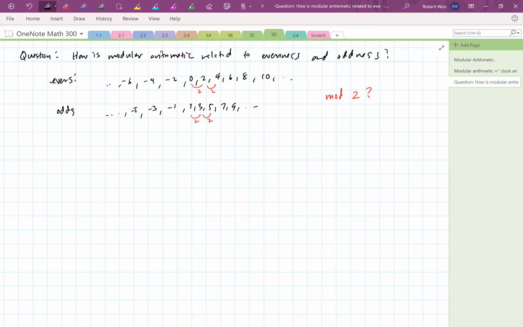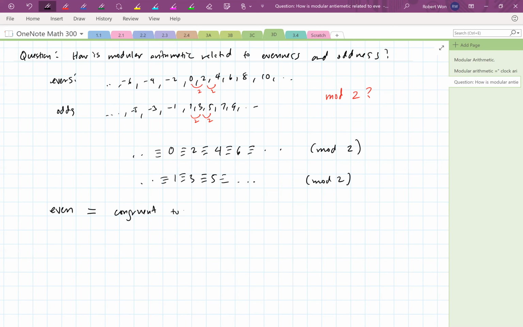This suggests that maybe we should be working modulo 2 somehow. What is true is that since these numbers all differ by 2, all of these numbers are congruent to one another modulo 2, and all of these numbers are congruent to each other modulo 2. So basically, to say that a number is even is to say that it's congruent to 0 modulo 2.